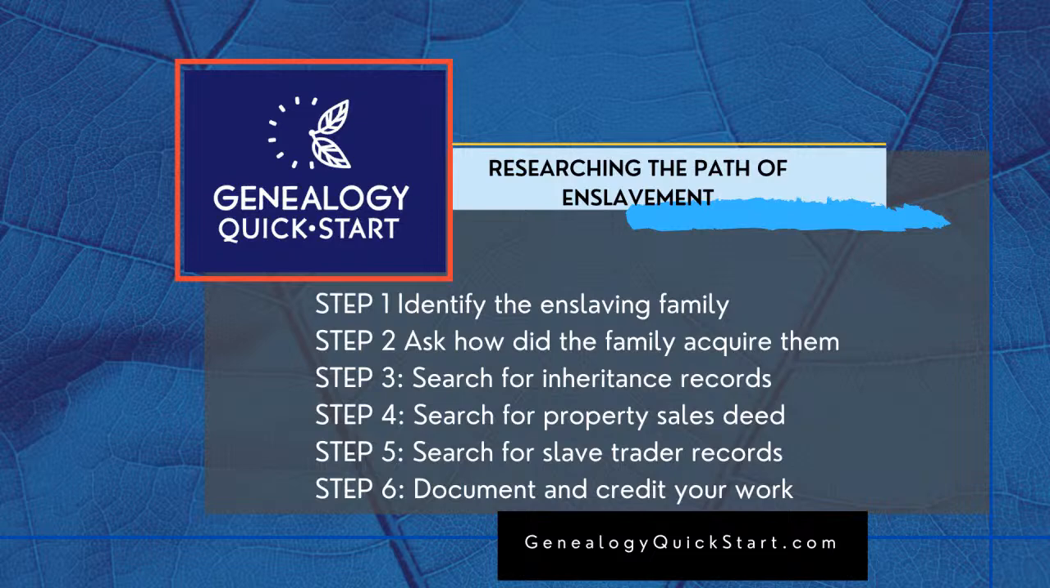So let's go through researching the path of enslavement. Step 1 is to identify the enslaving family. Step 2, ask how the family acquired them. Step 3, was it inheritance records? Search them. Step 4, search property sales deeds. Step 5, search slave trader records. I want to find more about those. Step 6, document and credit your work. And especially if it came off of Brian's tree, don't mess around with Brian, guys.